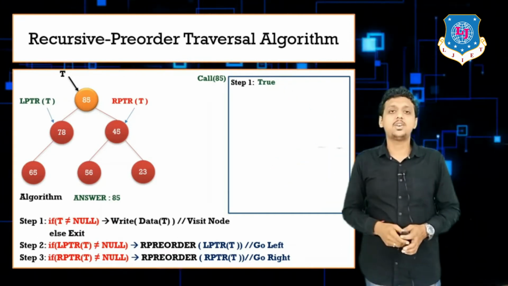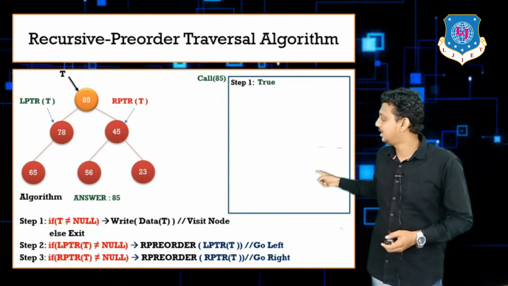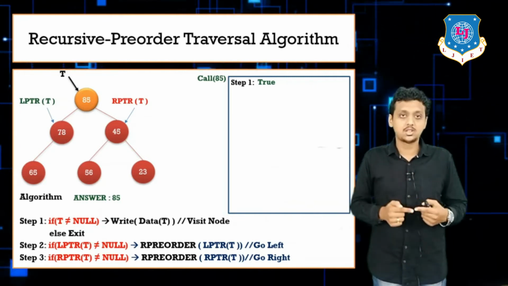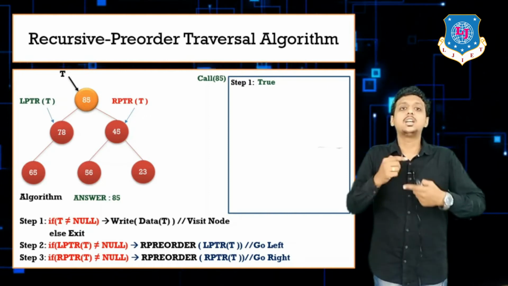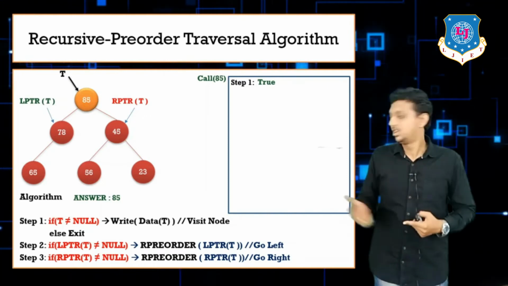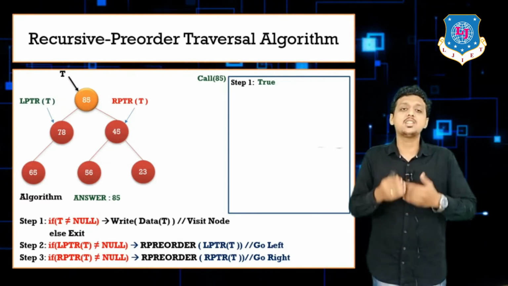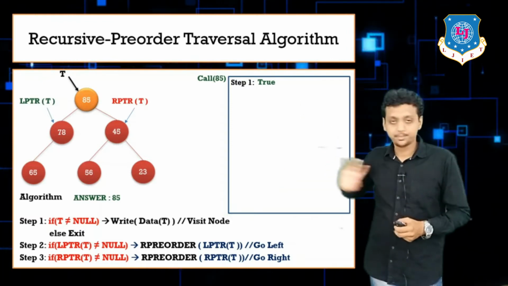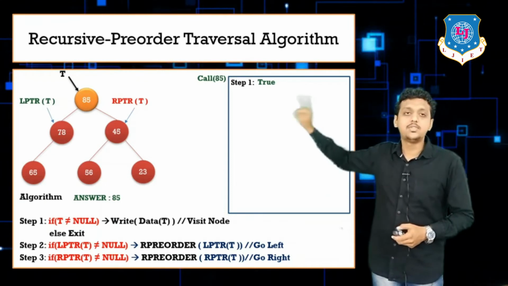See, in the answer first we have 85. So in the answer line I am going to write down my visited nodes, or the order of occurrence of my visited nodes, that is the pre-order traversal. This is my answer for pre-order traversal. Fine. So whenever I visit a node, after visiting it, I write it over here. Okay, so here 85 is already visited.